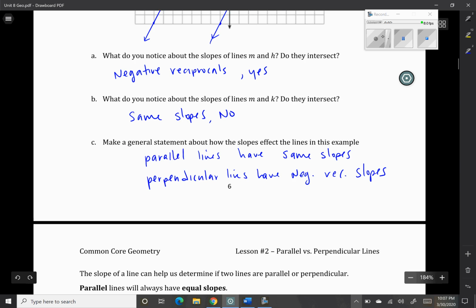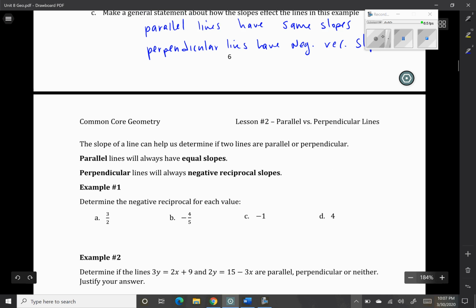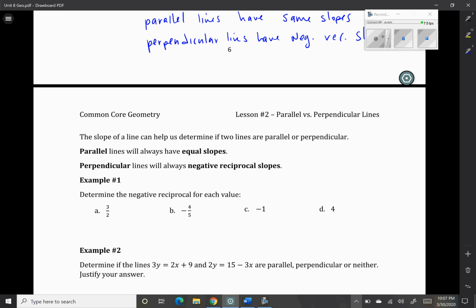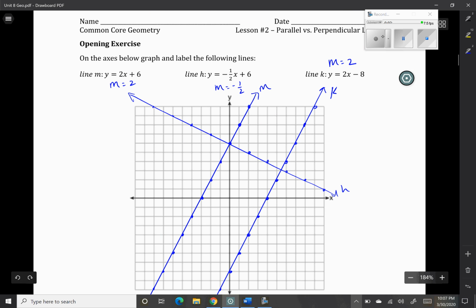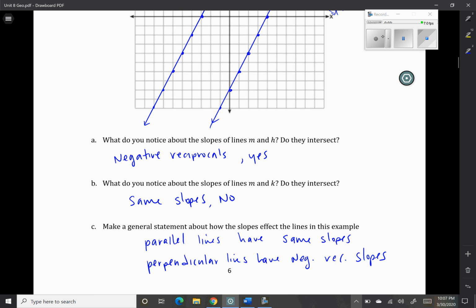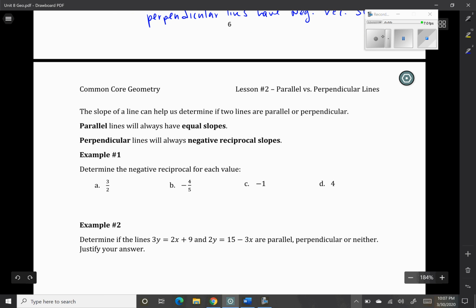So on the next page, it tells us a summation of what we just talked about in the opening exercise. It says the slope of a line can help us determine if the 2 lines are parallel or perpendicular. If the lines are parallel, they have equal slopes, meaning the slope is going to be exactly the same value, just like lines M and K here in the opening exercise. Then it says perpendicular lines will always have negative reciprocal slopes. So negative reciprocal slopes are like 2 and -1/2. They're reciprocal, meaning we're flipping the fraction and changing its sign.